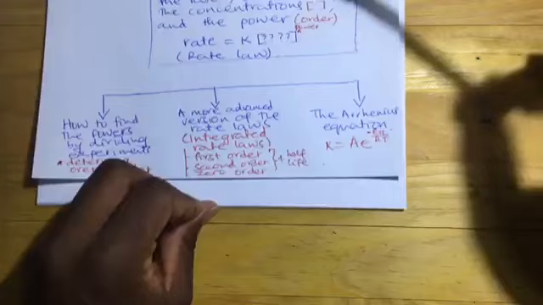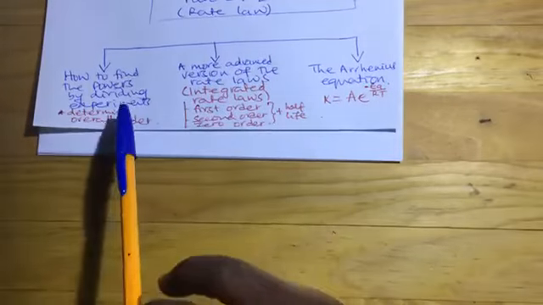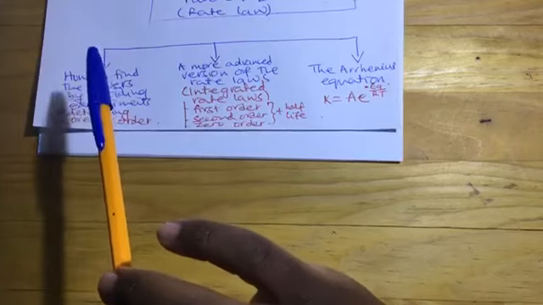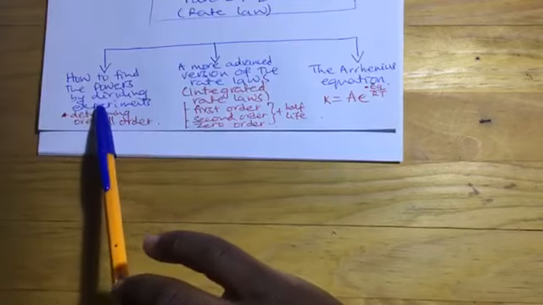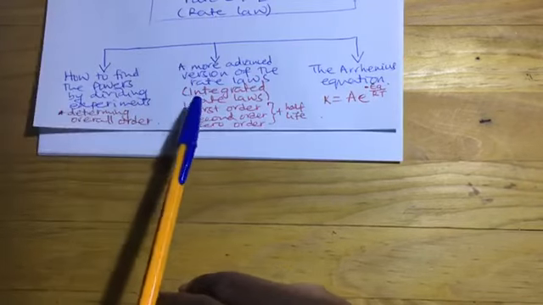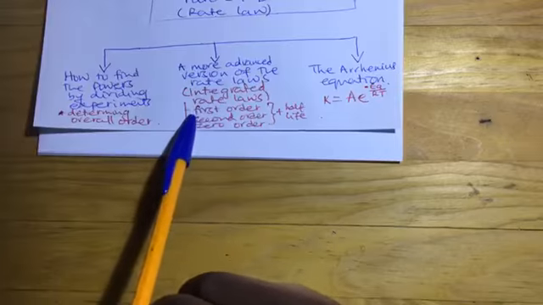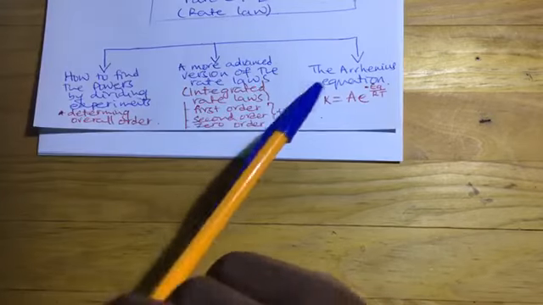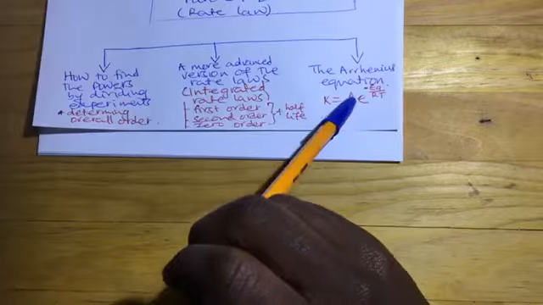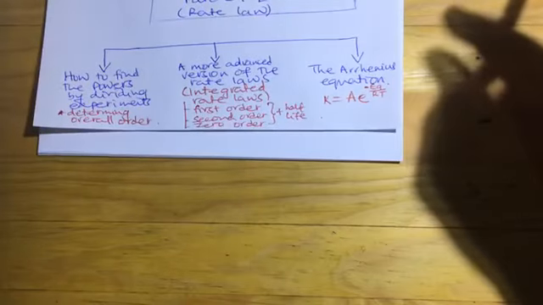And then at the end of it all, you're going to have to know three more things. How do you find the powers, the rate laws? We're supposed to know integrated rate laws and then the Arrhenius equation. So we'll do what we can today.